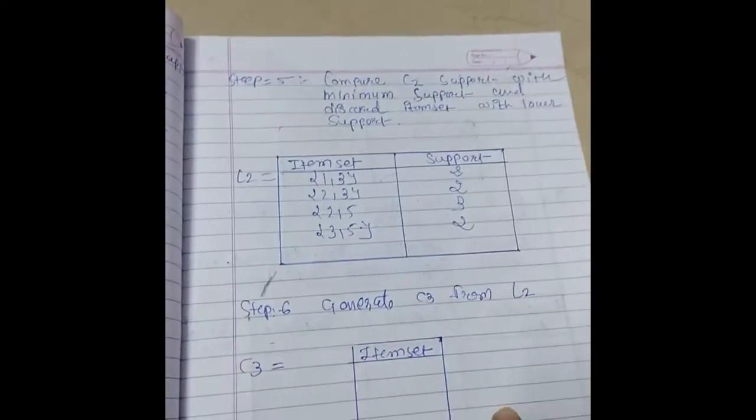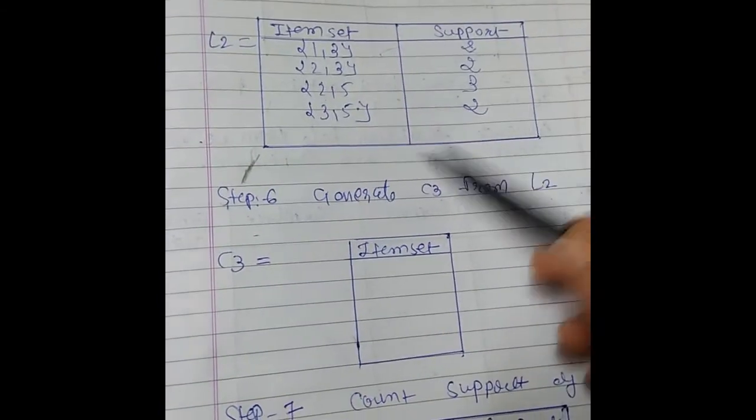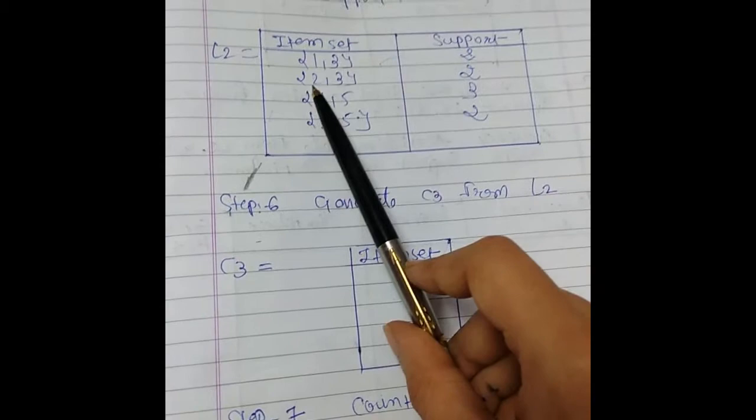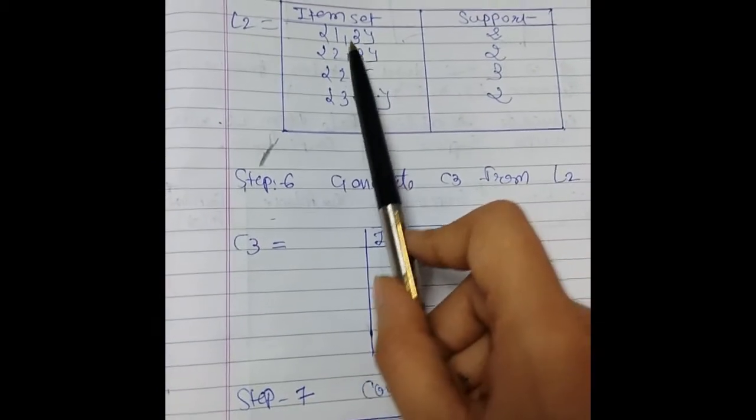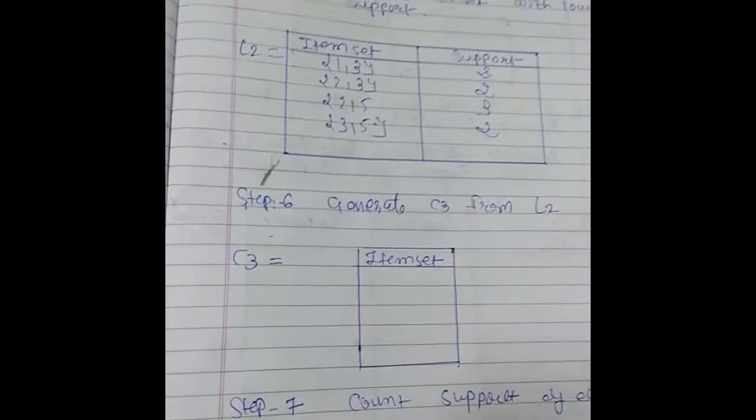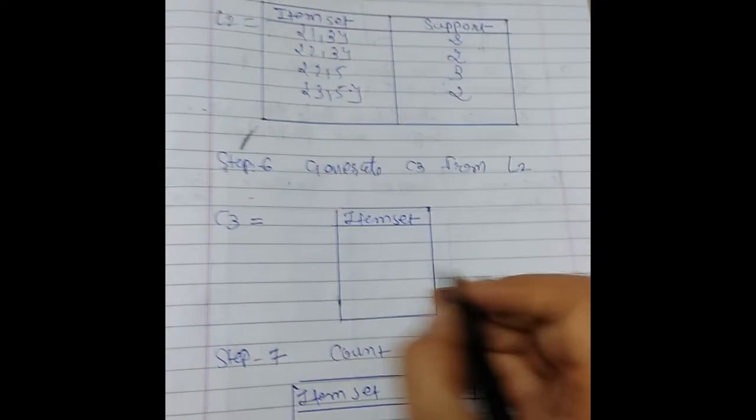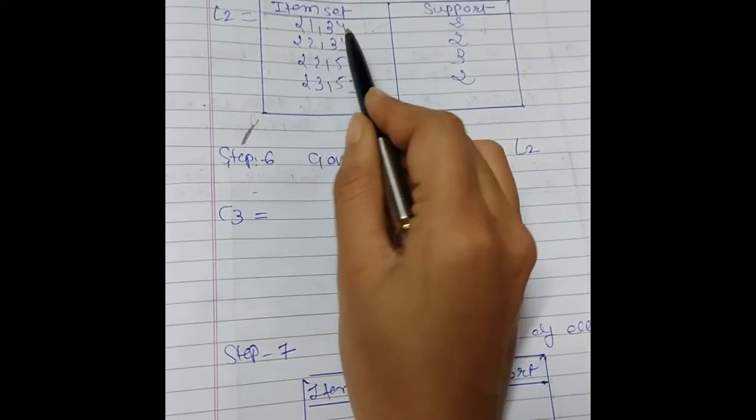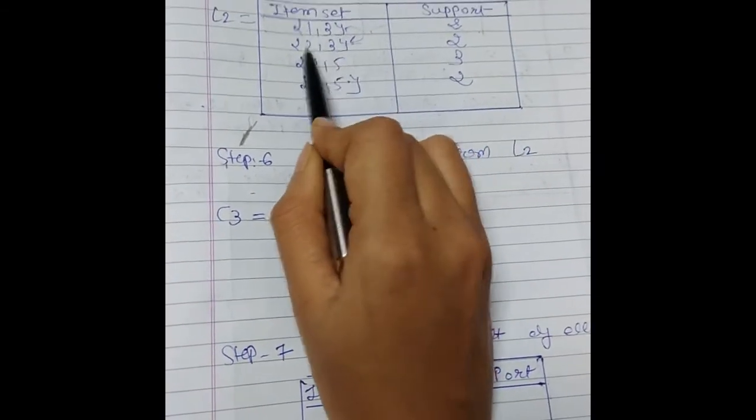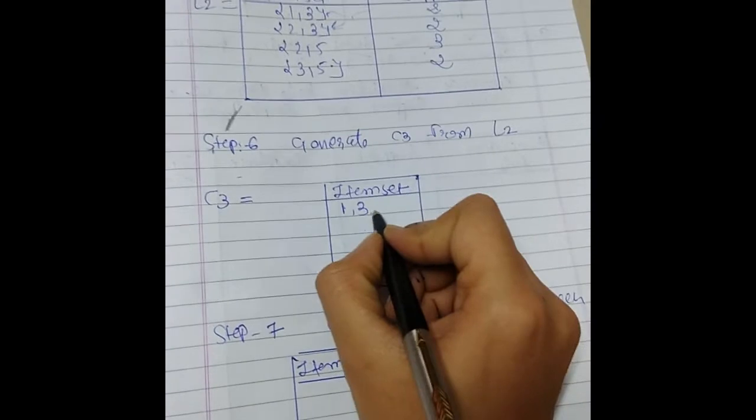Now from L2 we'll calculate C3. For C3 we have to create triplets from the item sets of L2. First we'll consider 1 and 3 with 2 and 3. Since 3 is already repeated, we'll only consider 1, 3, 2.